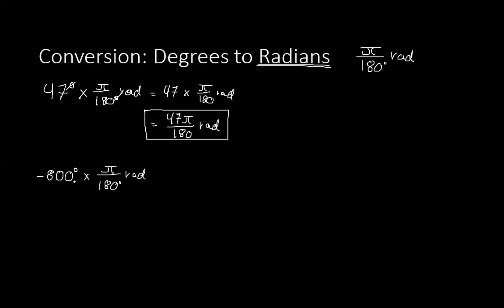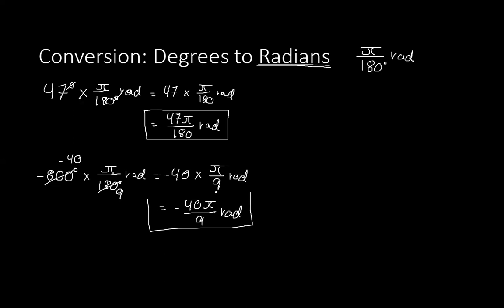Negative 800 divided by 20 is negative 40. And 180 degrees divided by 20 degrees is 9. Therefore, we will have negative 40 times pi all over 9 radians. Multiplying them together will give you negative 40 pi all over 9 radians. So that is your answer. The equivalent of negative 800 degrees is negative 40 pi all over 9 radians.